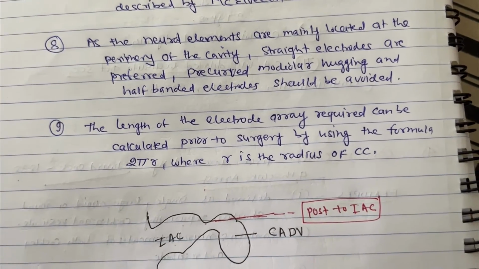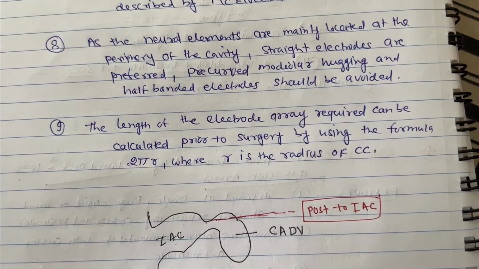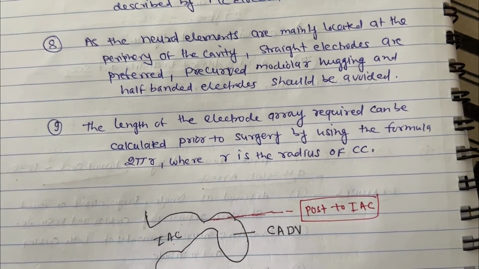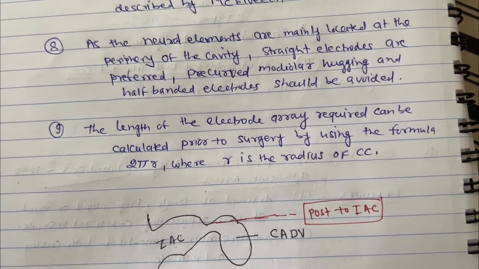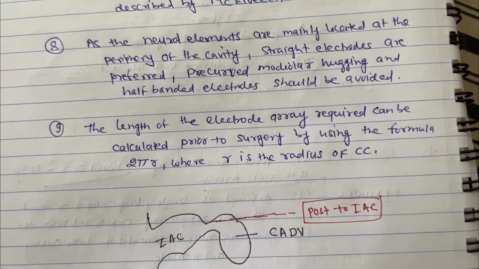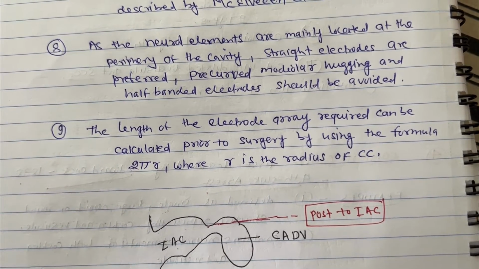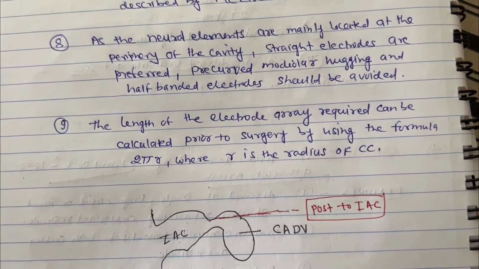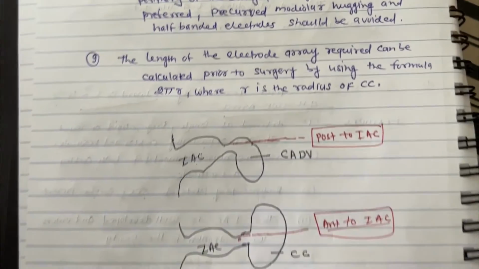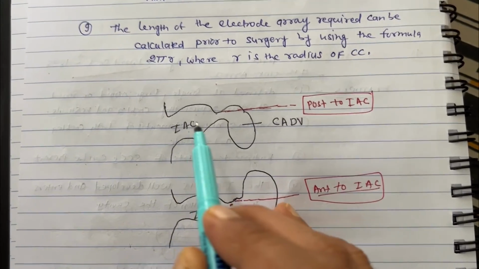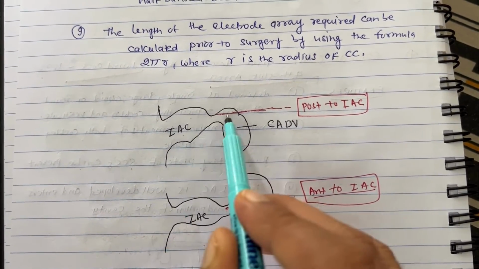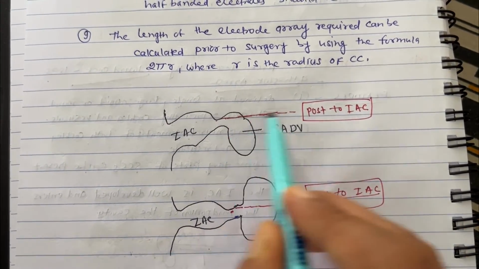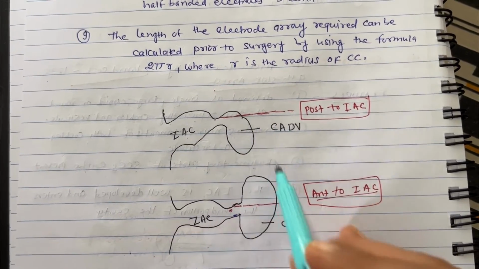The length of the electrode array required can be calculated prior to surgery by using the formula 2 pi r, where r is the radius of the common cavity. So 2 pi r is the proper length of the electrode array. You can measure by application of this formula. You can see this internal auditory canal. If you draw the line, there is a common cavity defect.